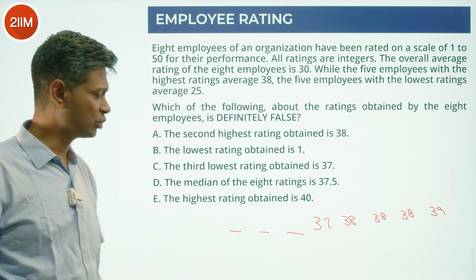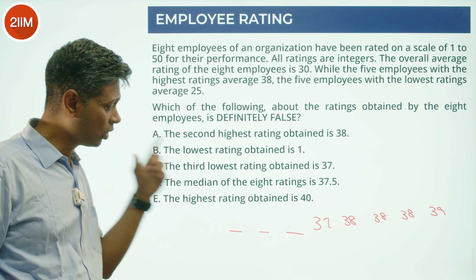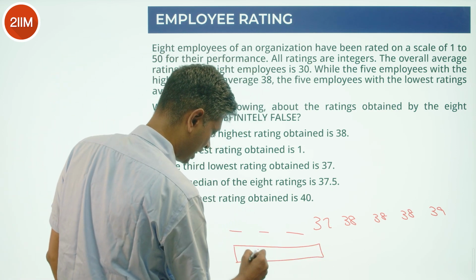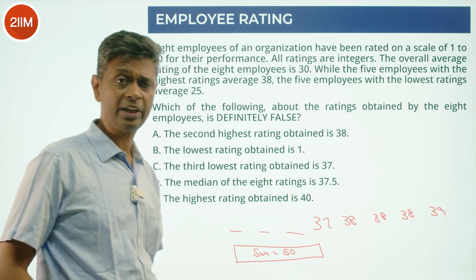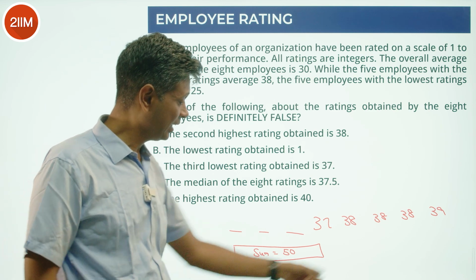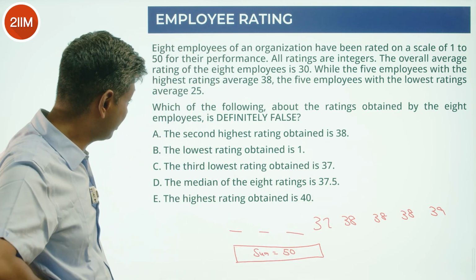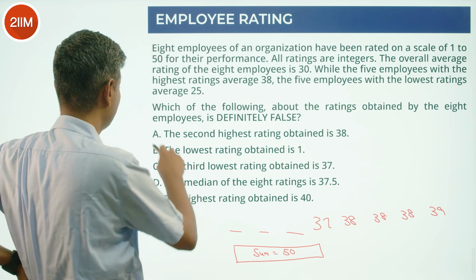Brilliant. So last 5 average is 190, middle 2 is 75. All 5 put together is 125, so these 3 will add up to 50. 37 plus 38 is 75, 75 plus 50 is 125. Now let's go to this. Is this definitely false? The second highest rating obtained is 38. That is not just true. My gut feel is it is definitely true.